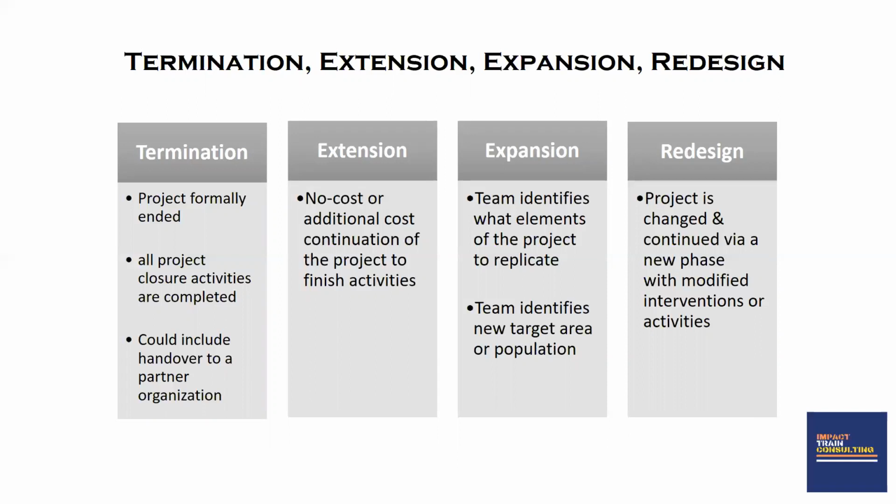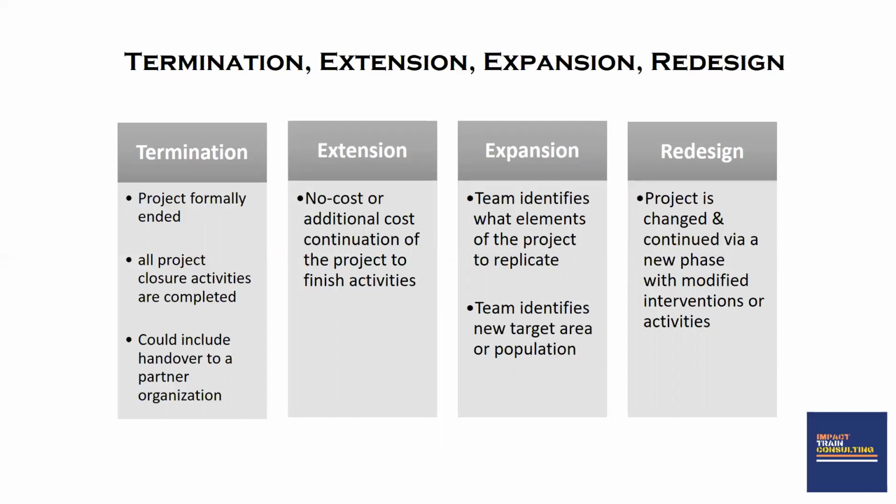Another scenario that we'll find ourselves in is the extension scenario. Under extension, you have 2 types. You have the cost extension or the no cost extension. In a no cost extension scenario, you have activities that are still left for you to carry out, and you still have monies and resources unspent. So you write to the donor and say, we require additional time to complete these activities that we have on our work plans. So you're only asking for additional time to finish the scope of the project.